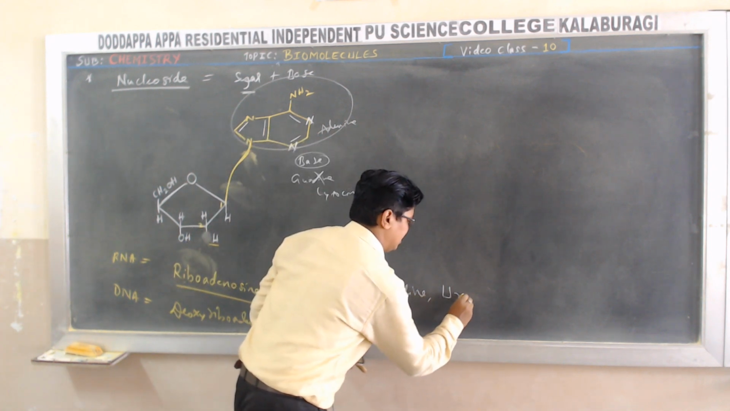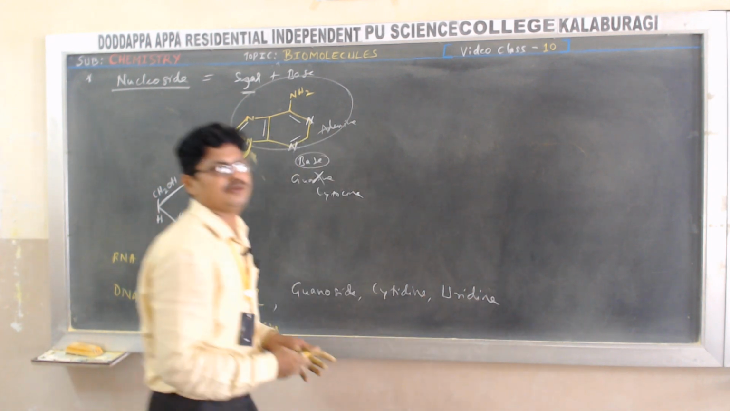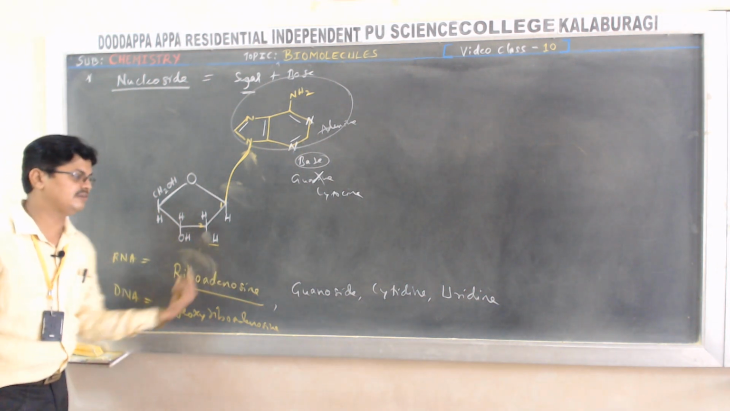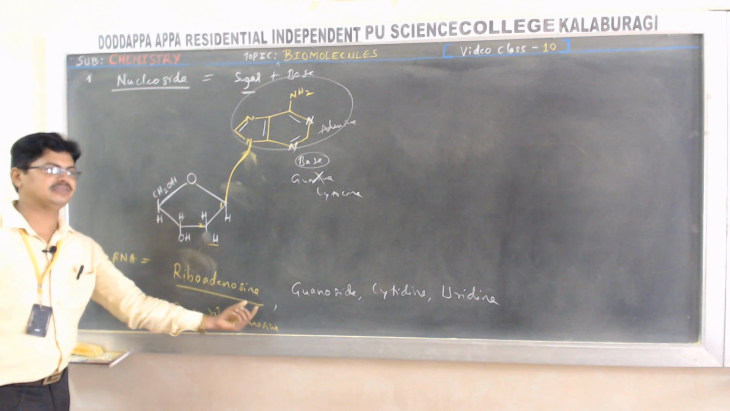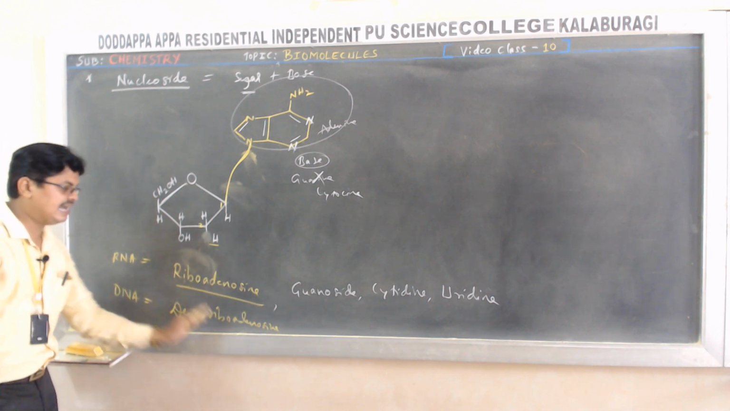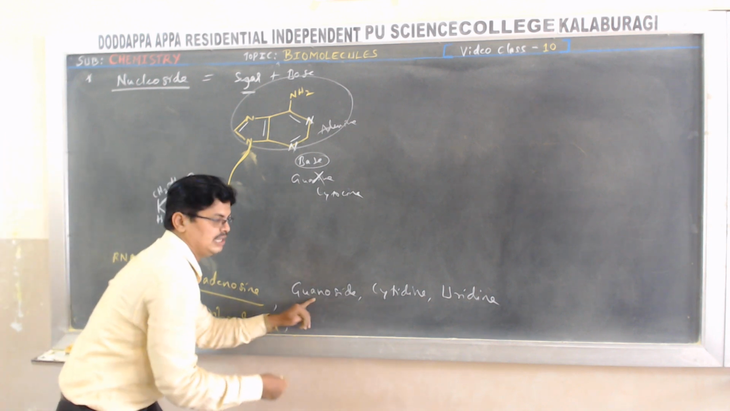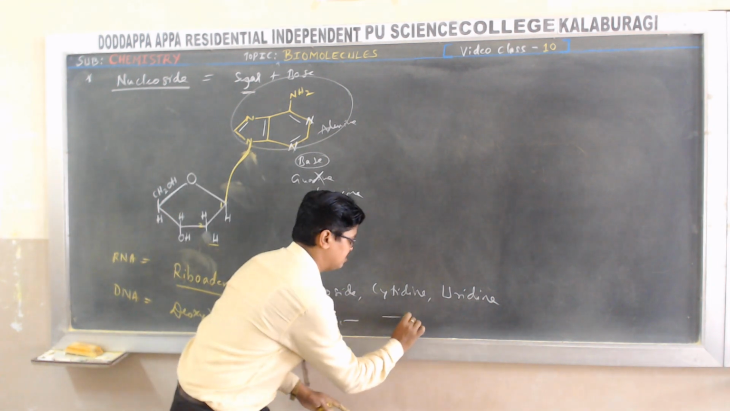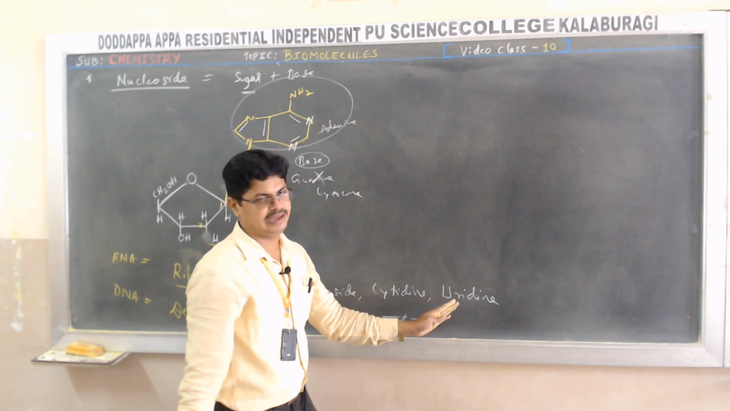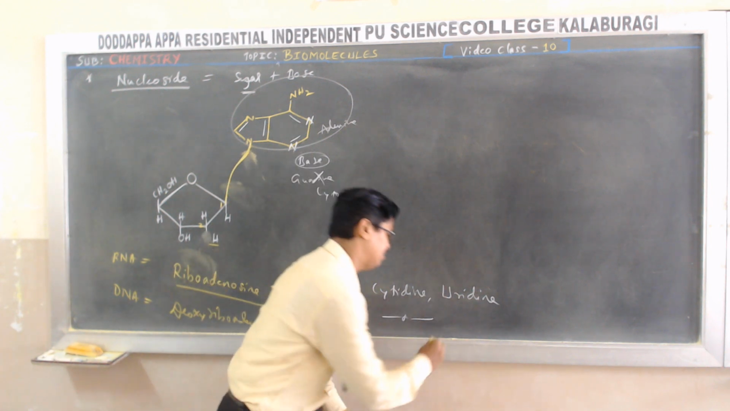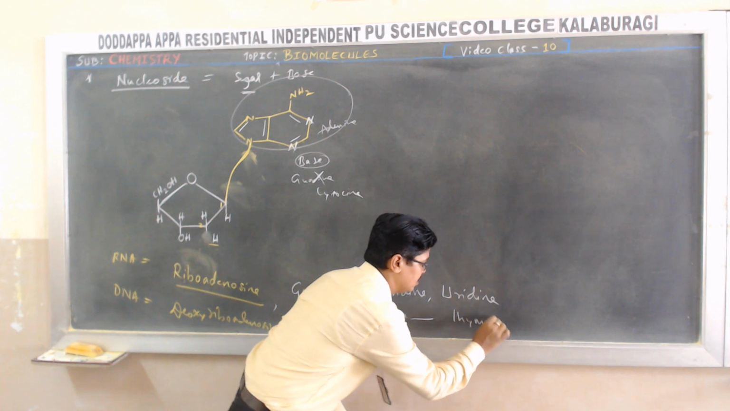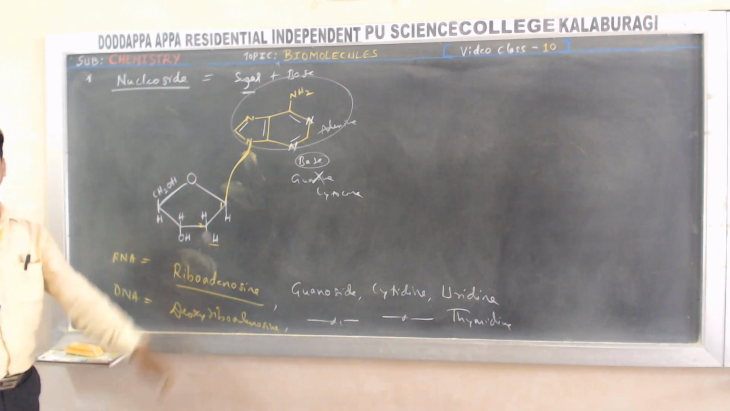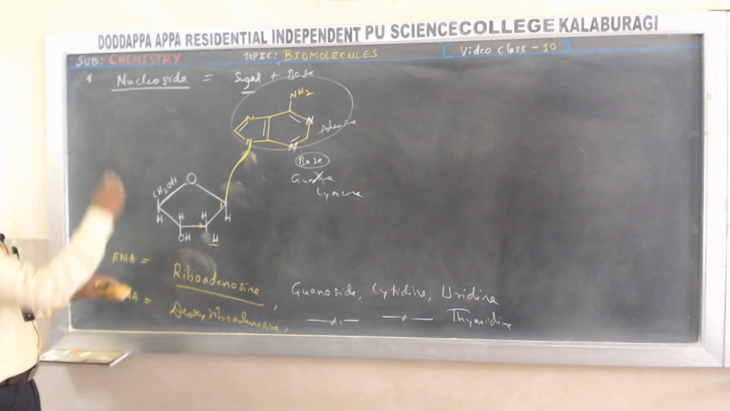Then uracil-uridine. You should attach this prefix: ribo-uridine, ribocytidine, riboguanosine, riboadenosine. Similarly, in case of DNA, deoxyriboadenosine. If I use guanine, deoxyriboguanosine, deoxyribocytidine. But in case of DNA, uracil will not be there. What is that? Thymine. Hence thymidine. Deoxyribothymidine. Okay. So that is the structure of a nucleoside.